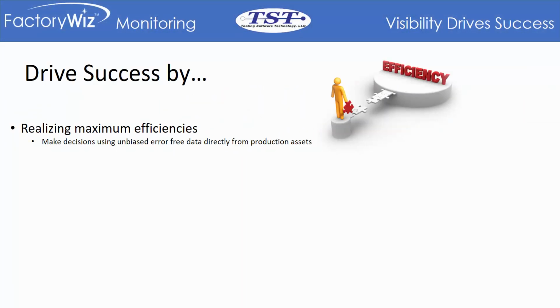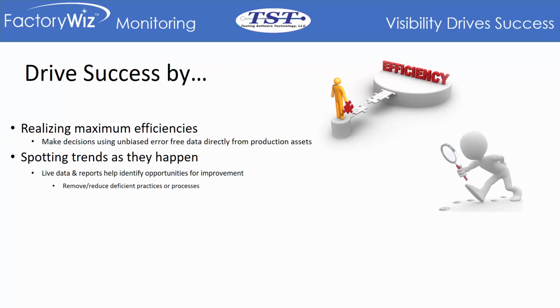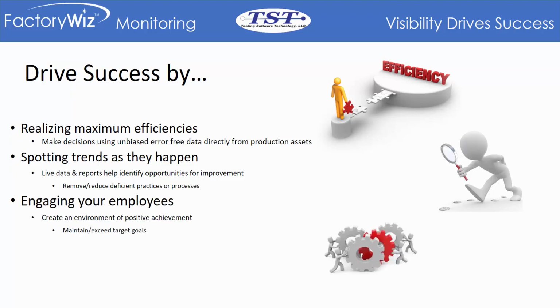Factory Whiz Monitoring allows you to drive success by realizing maximum efficiencies, allowing you to make decisions using unbiased, error-free data directly from your production assets. It allows you to spot trends as they happen, providing you live data and reports to help identify opportunities for improvement, which allows you to remove and reduce deficient practices or processes. This also allows you to engage your employees, allowing you to create an environment of positive achievement. This allows you to maintain and exceed target goals.